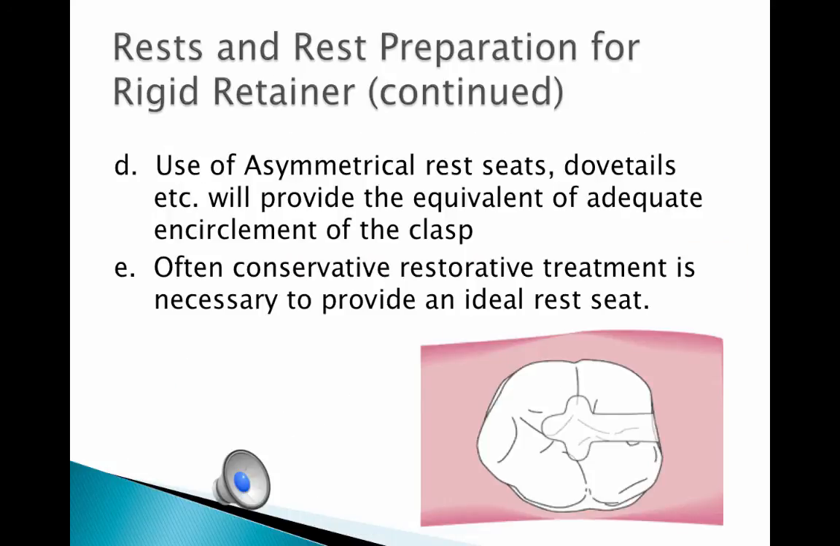Use of asymmetrical rest seats, like dovetails, will provide the equivalent of an adequate encirclement of the clasp. Often, conservative restorative treatment is necessary to provide for an ideal rest. When a restoration is placed, care must be taken to make sure that it is thick enough after preparation to ensure that the restoration does not fracture under pressure from the function of the partial denture.